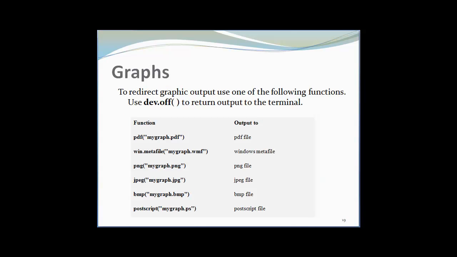Now talking about graphs. To redirect graphical output, use one of the following functions. If you want to return output to the terminal again, use the dev.off command. Here are the functions and the output too. If you want to see a PDF file as output, write pdf mygraph.pdf. Mygraph is a file name. For a Windows metafile, you can write this function. For PNG, JPEG, BMP, and for a PostScript file, you have the corresponding functions.